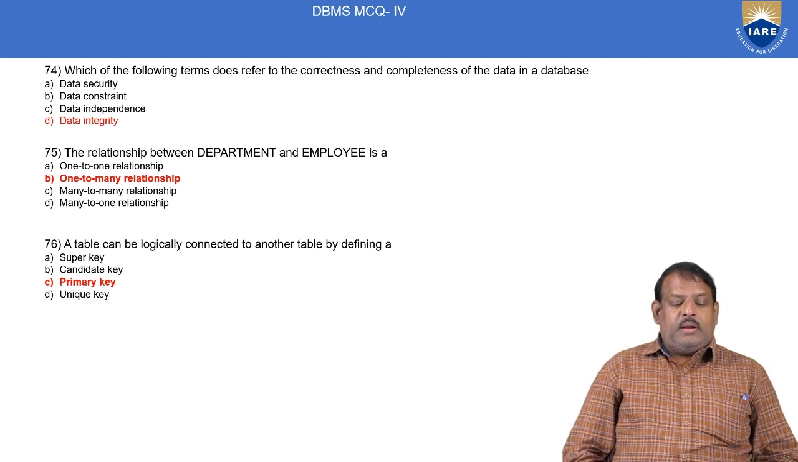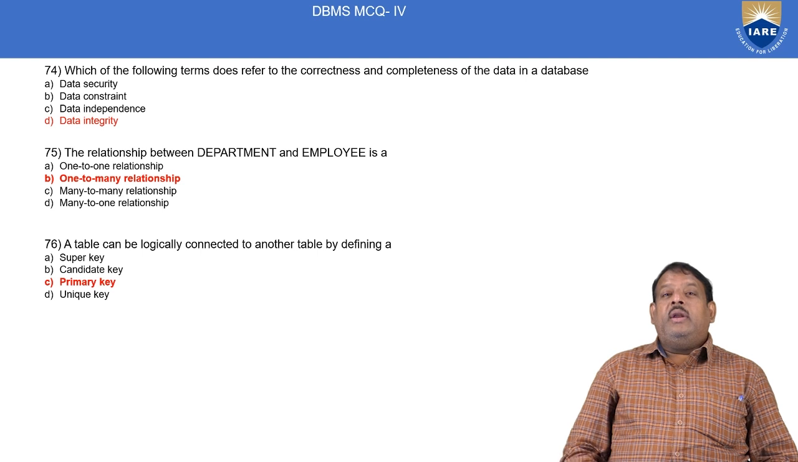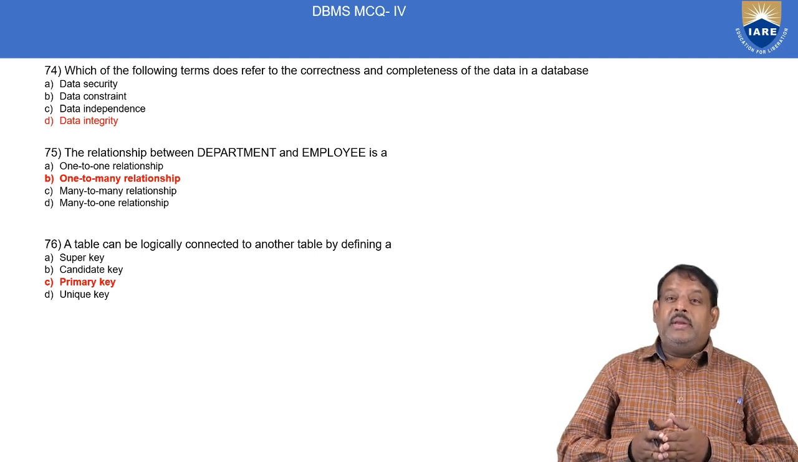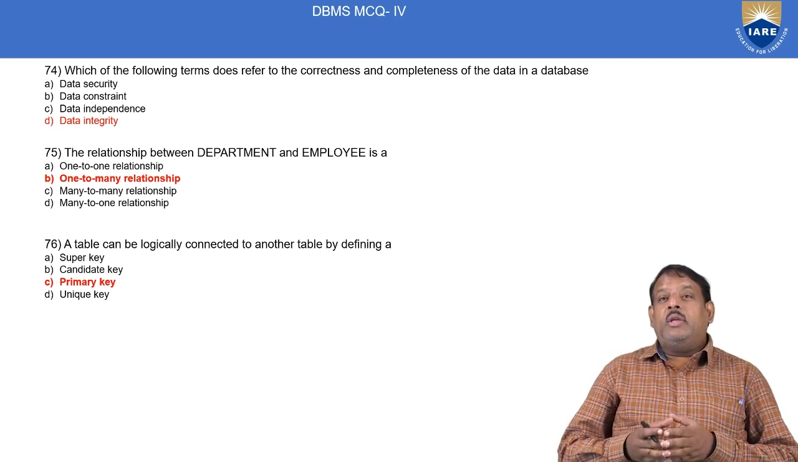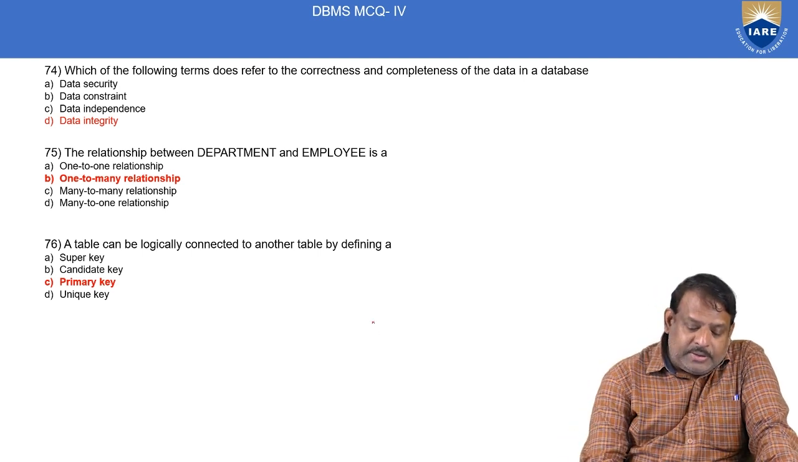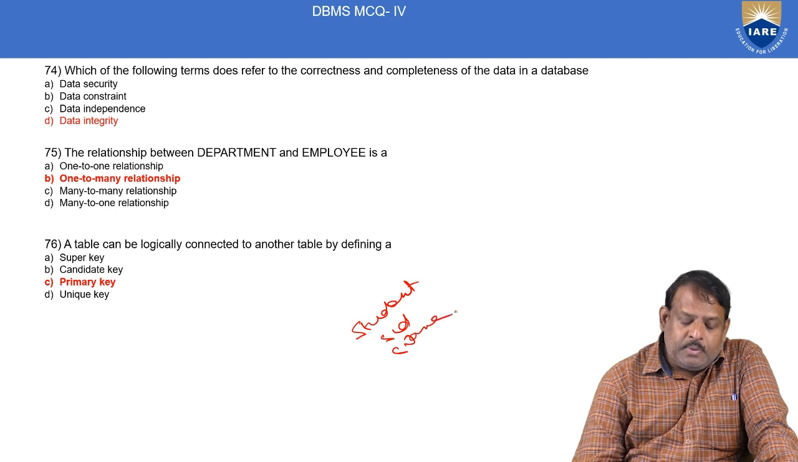And the last, a table can be logically connected to another table by... See, how can a table be related in the RDBMS? It is the relationship between two tables. So how can they be related? Only if they have a primary key and foreign key. For example, the student table is a master here, having student ID, student name, and his branch. This is a master table.